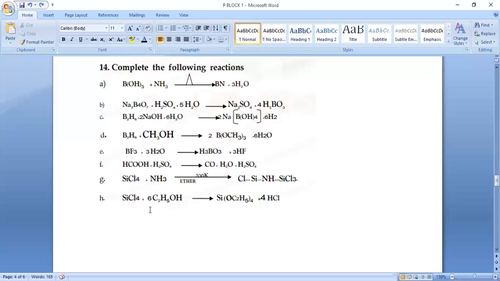Next, SiCl4, silicon tetrachloride, reacts with ethyl alcohol, and we get the tetraethoxy. Why are we calling it tetra? Because 4 molecules are there. So we call it tetraethoxysilane, and hydrochloric acid.